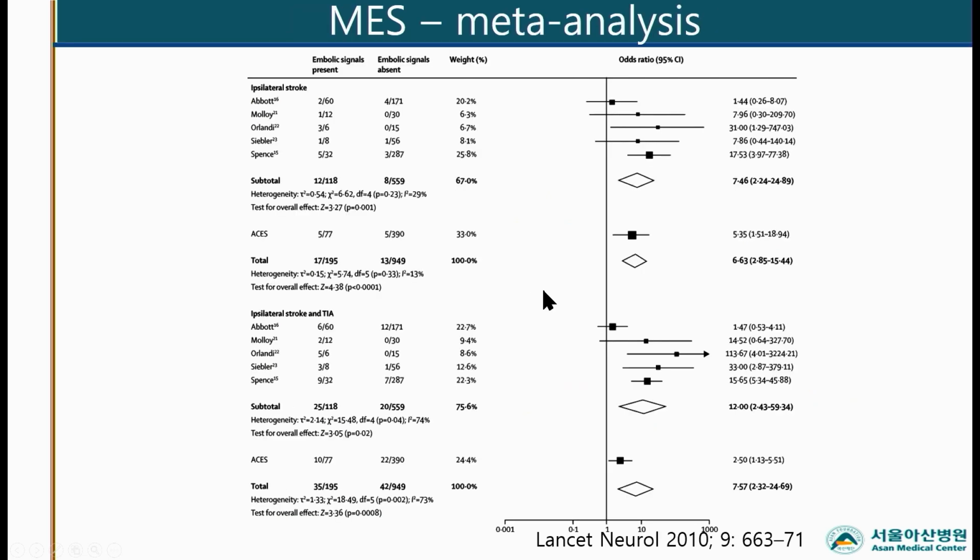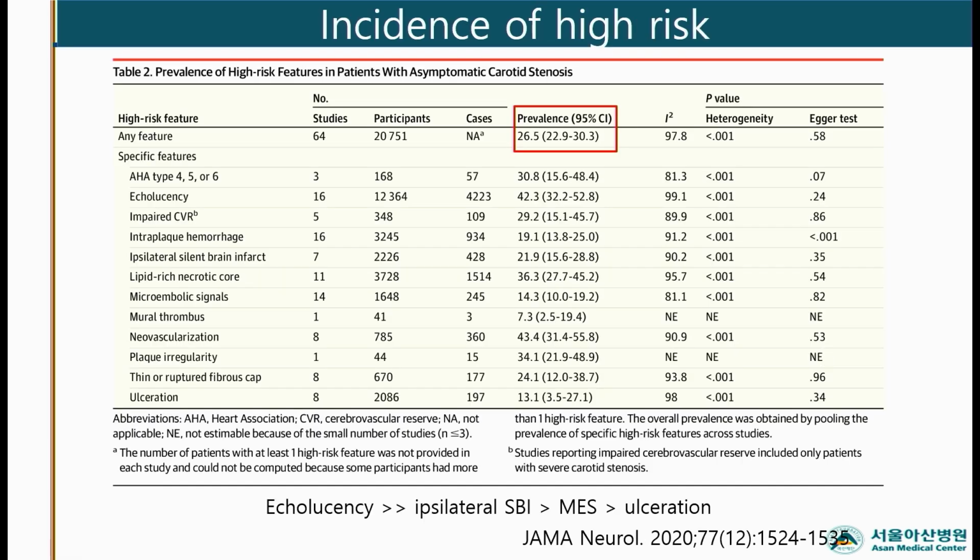And from the meta-analysis, if the patient has a microembolic signal detected in the transcranial Doppler, the patient may have a 7 times higher risk of ischemic stroke and a 12 times higher risk of ipsilateral stroke or TIA. This is a very powerful predictor for predicting further stroke in the future.